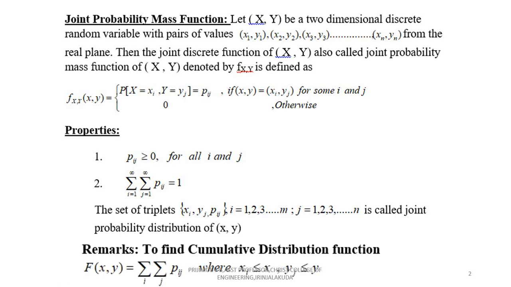Next is the cumulative distribution function. It is denoted by capital F(x, y). That is, you have to add all the probabilities up to x and y.